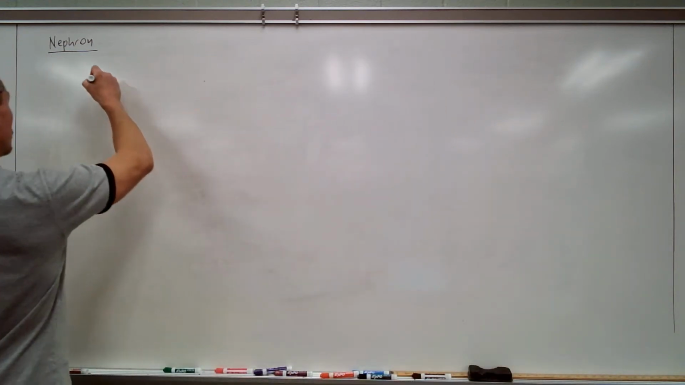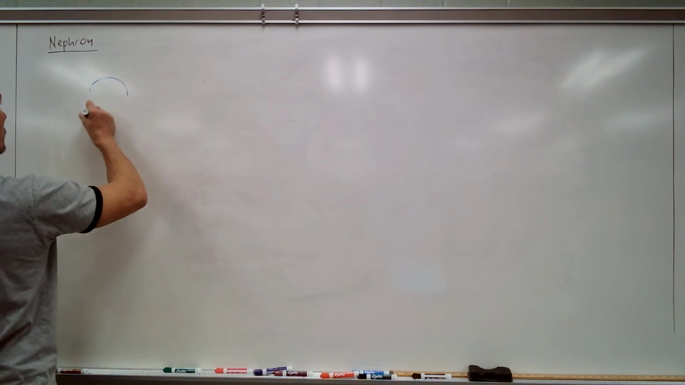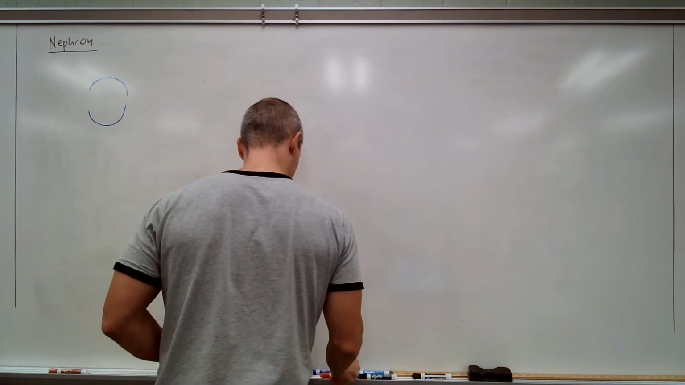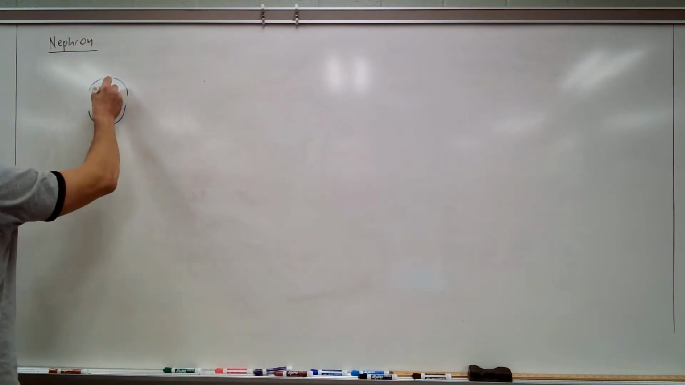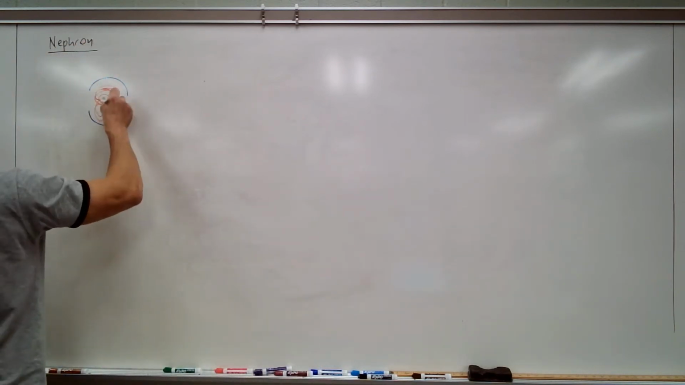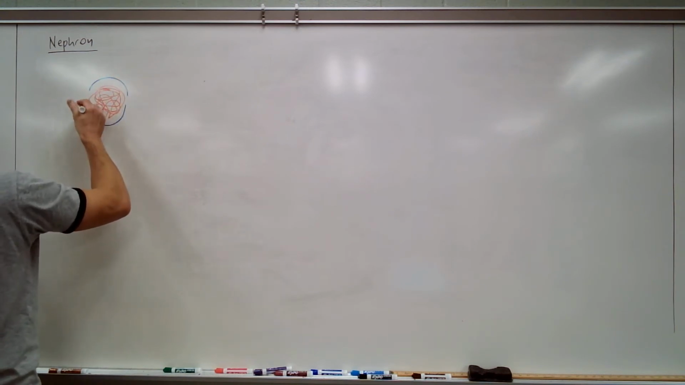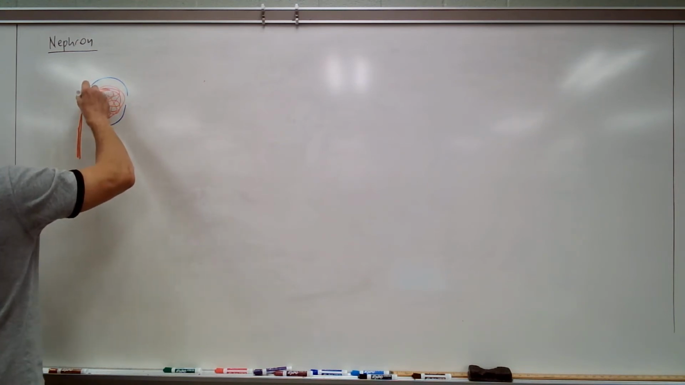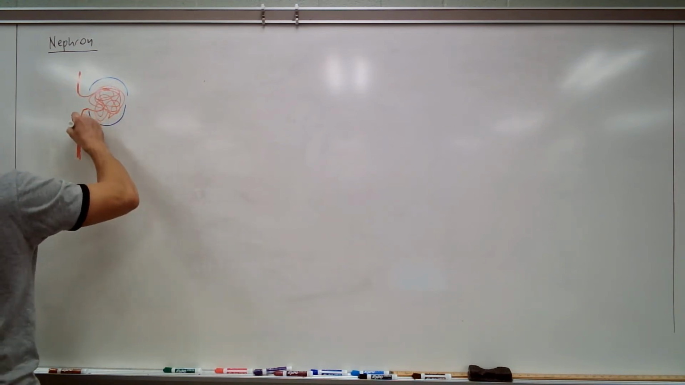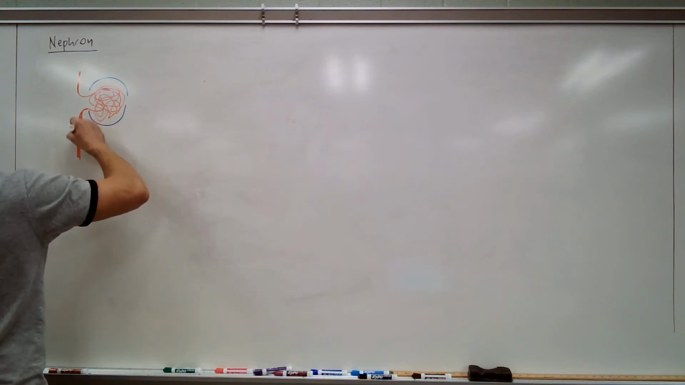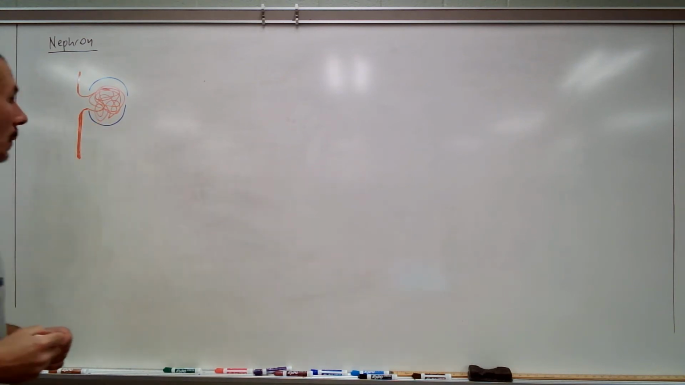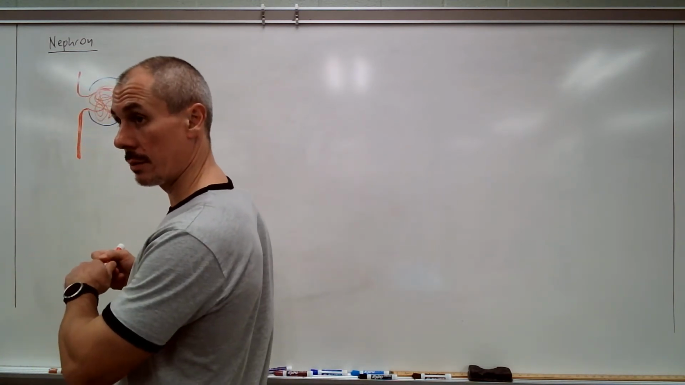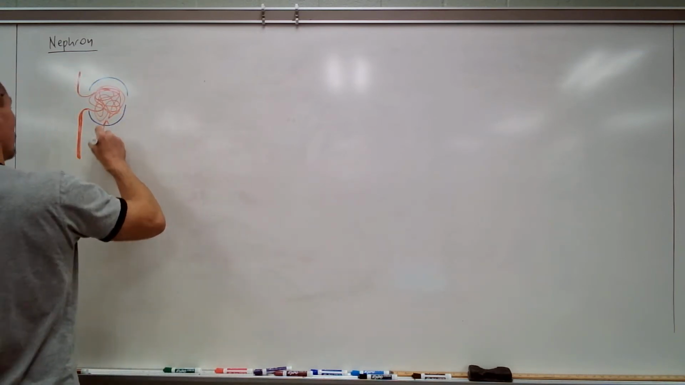Nephron consists, first of all, of the glomerulus. So what is glomerulus? Glomerulus is the network of the capillaries. Okay, here, you see that network of capillaries? See that? Those are glomerular capillaries.